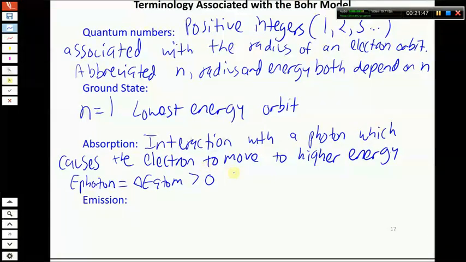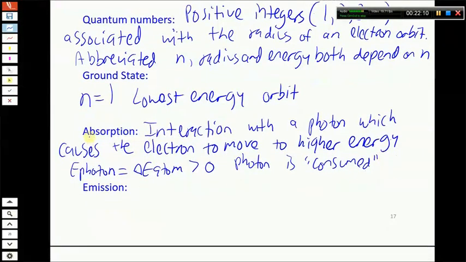And in this case, then, you could say the photon is consumed, so that photon transfers all of its energy to the atom and goes away. The other important thing is that when you have absorption, the value of n, this quantum number that associates with the electron orbit, gets larger. So as you absorb a photon, you get larger and larger in n. Okay? Emission is the opposite process.